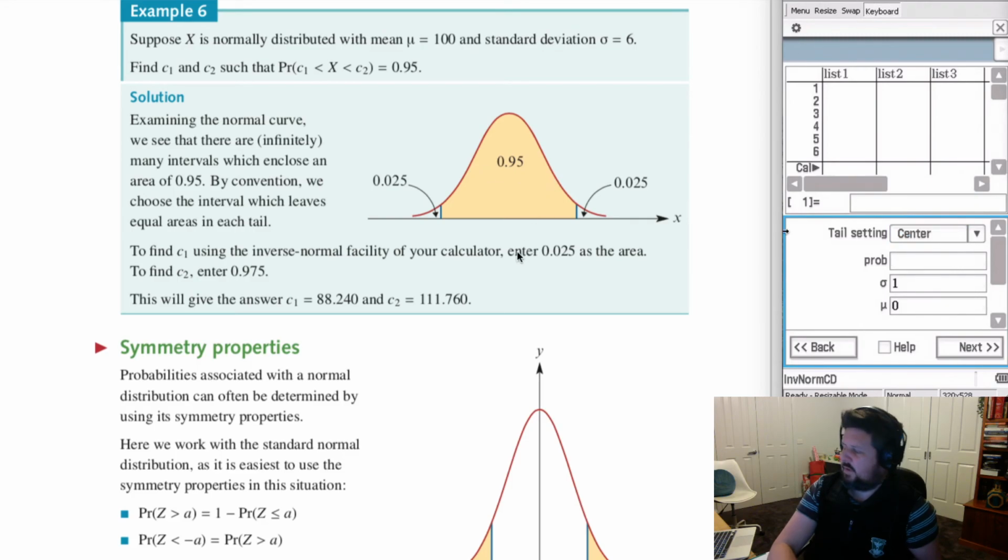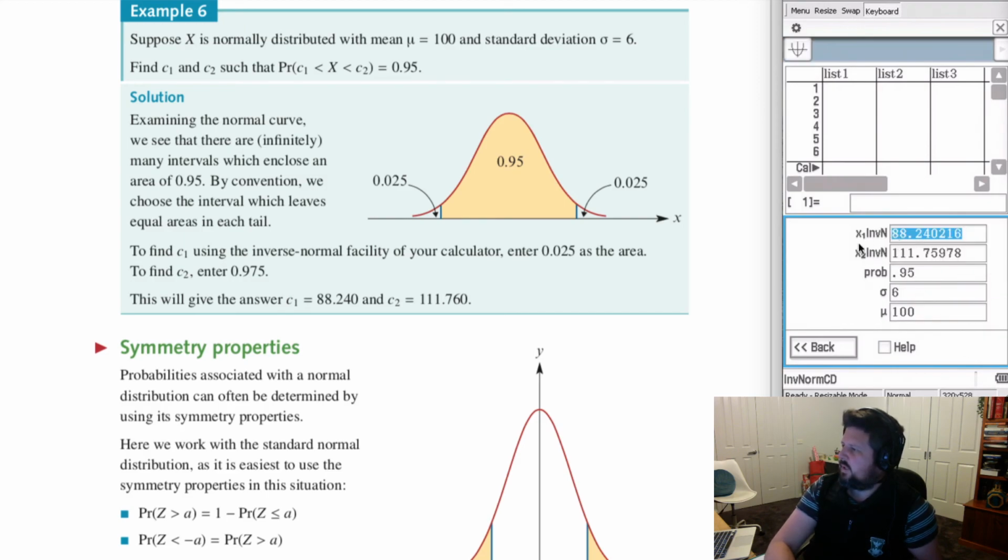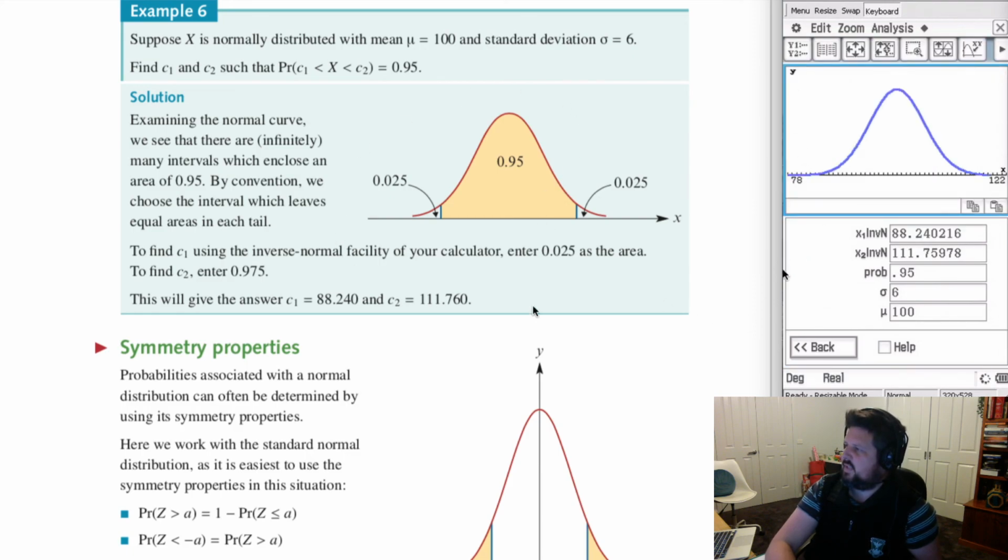Probability was 0.95. And we've got a mean of 100, and we've got the standard deviation of 6. Cool. In this particular case, it gives you the values here of x1 and x2, or C1 and C2. This one here is 88.240, and this one here is 111.760, as you can see. And you can also sketch it, which will show you it's the same as what we're looking for here.